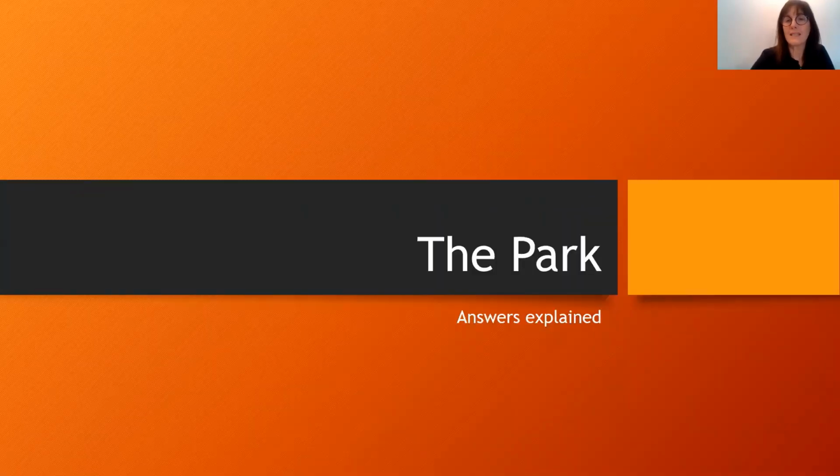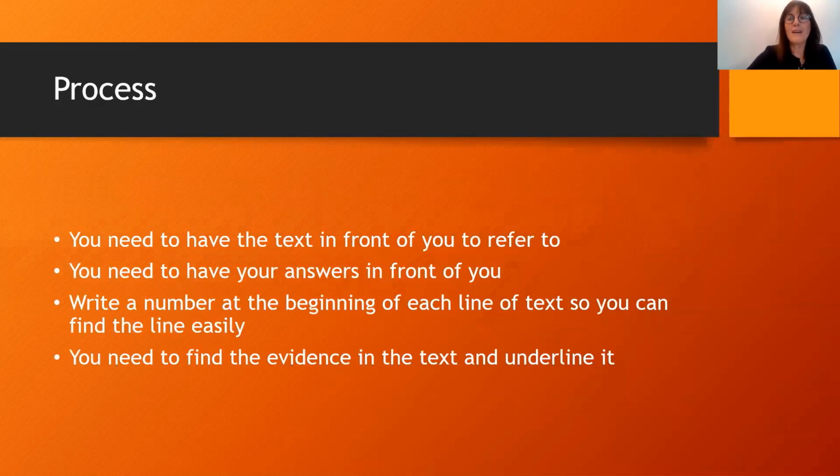Okay, reading lesson number 4, the park. The answers explained, hopefully clearly. All right, the process we're going to follow. You need to have the text in front of you so that you can refer to it. This is the best way to understand where you went wrong. So I don't want you simply to be giving yourself a tick or a cross.